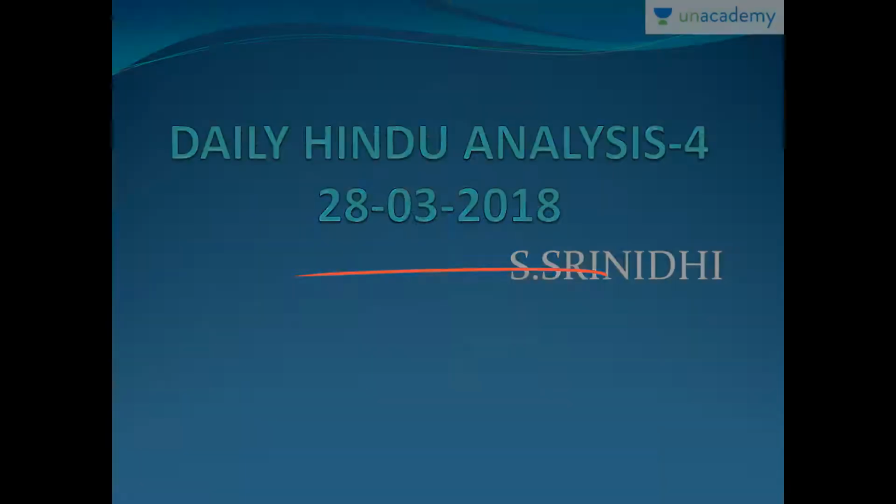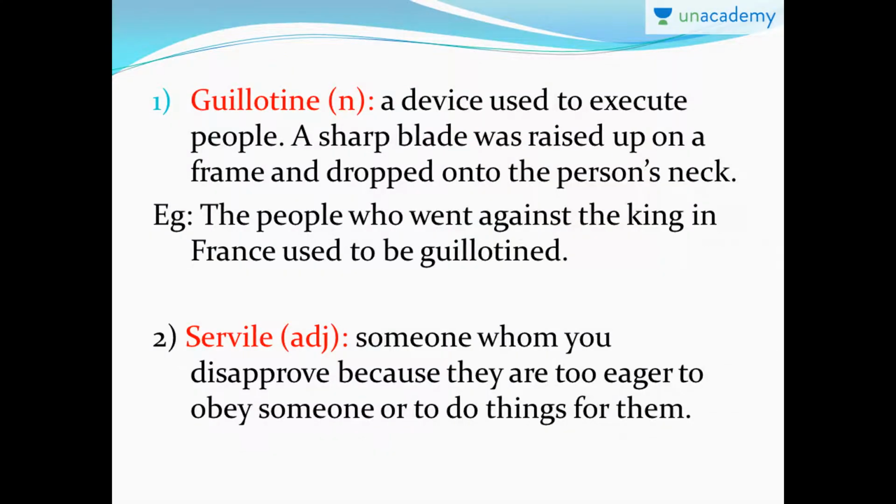So the first word is guillotine. So it's not G-U-I-L-L, so we will not pronounce the L. It's basically a French word. It's called guillotine. Guillotine is a noun. That means a device used to execute people in France, in olden days. So people used to be executed using this machine called guillotine, especially in France, all right?